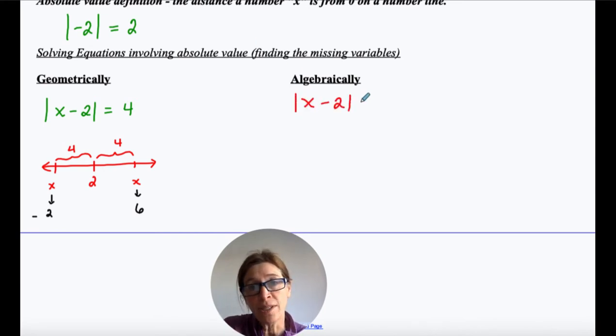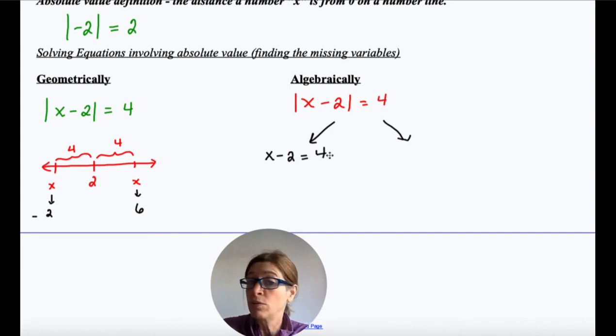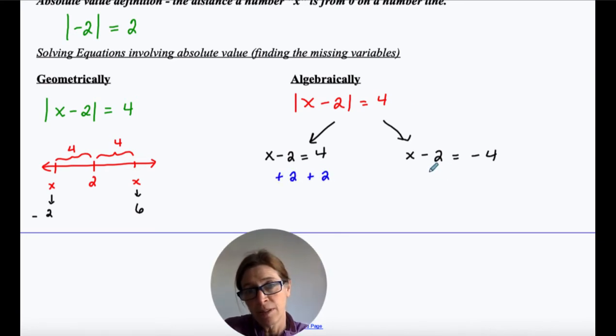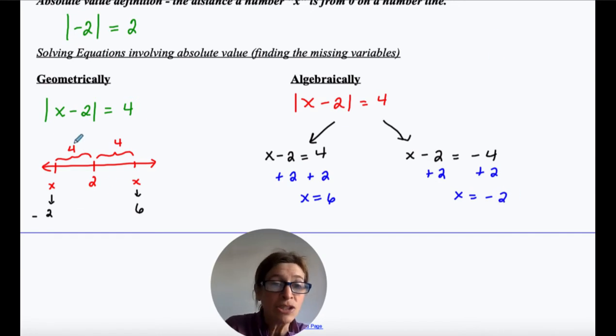So here we have that. Once the bars are isolated, algebraically, the reasoning here would be you write 2 separate equations. You can take it out of the bars, set the first one equal to 4, just like it's written, and then set the second one equal to -4, indicating that you're going in the negative direction. So then you can solve them. We're going to add 2 on both sides, and we're going to get x equals 6 and x equals -2.